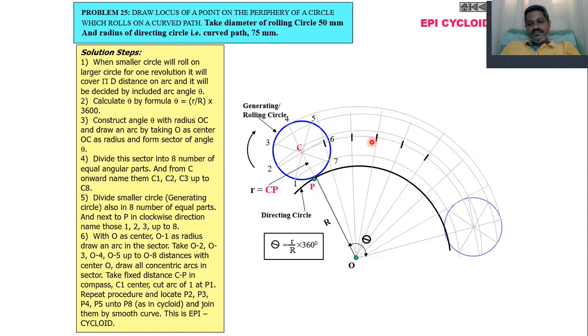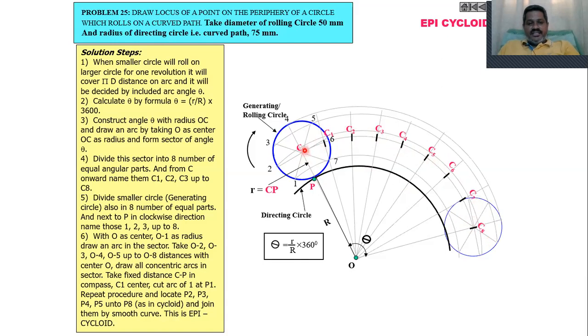points will become centers to get the points to draw epicycloid. Then locate the centers like this, where the concentric arc at the center of the generating circle and the divided lines have some intersection points. We have all the intersection points. Those intersection points will become centers, and name all those points from C1 to C8 like this. As I said just now, these intersection points will become centers to get the points to draw epicycloid.